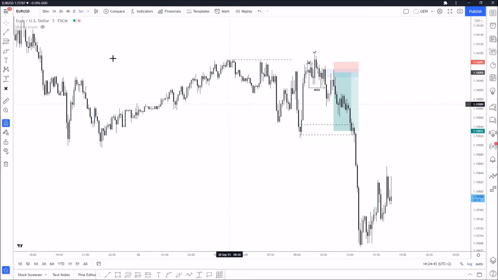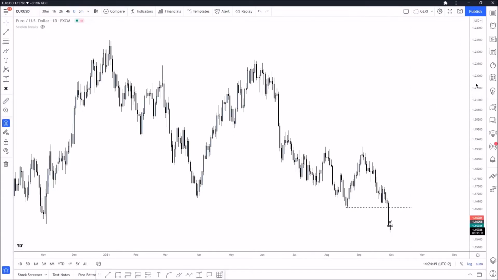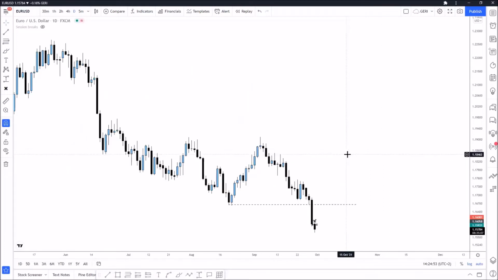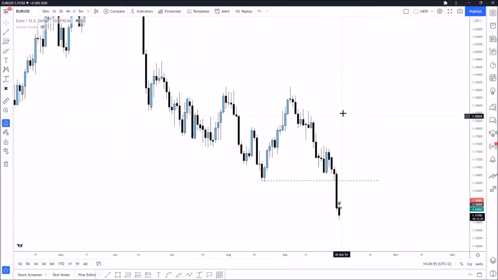And the first one is here on Euro USD, but before looking at the 5 minute, I want to show you guys the higher time frame, because I don't usually use the daily time frame, but in this case I really had to, because you can see the price has been downtrending for a whole month now.